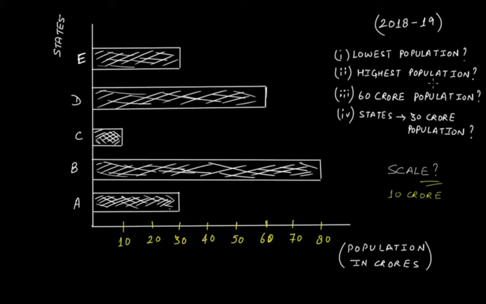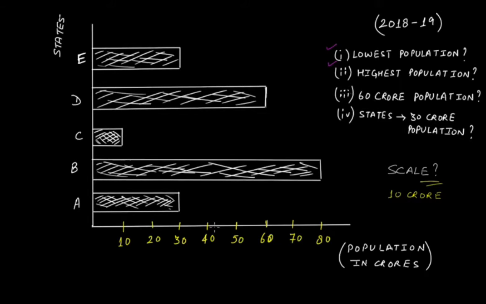Highest population, so which bar has the longest length? This bar has the longest, or the largest, length. Which one? State B. What's the population? 80 crore. So we are done with this.